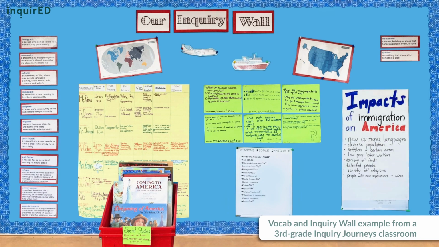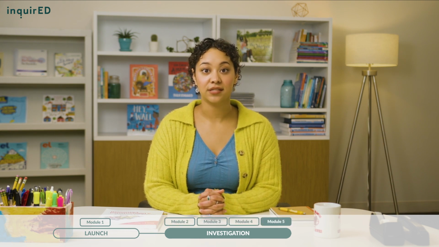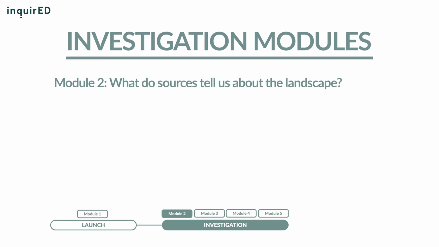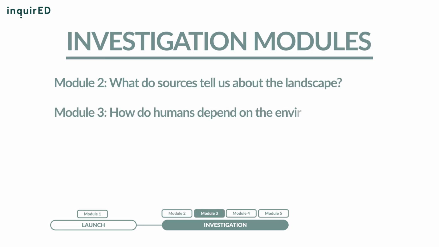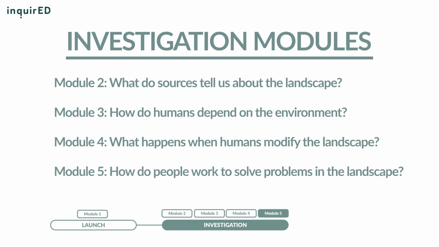After the launch module, students move through a series of investigation modules, each organized around an essential need-to-know question. What do sources tell us about the landscape? How do humans depend on the environment? What happens when humans modify the landscape? How do people work to solve problems in the landscape? Let's look at a few highlights from each module.